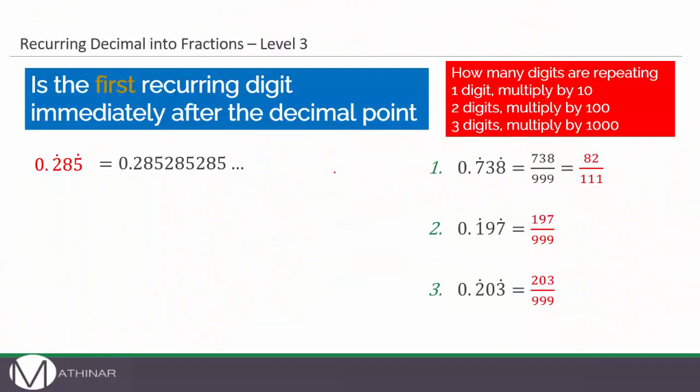Welcome back. So let's have a look at the answers here. Question 1 should be 738 divided by 999. Both top and bottom can be divided by 9, giving you 82 over 111. The next question is 197 over 999, and it cannot be simplified. And the third question is 203 over 999, and this cannot be simplified either. So that's level 3.